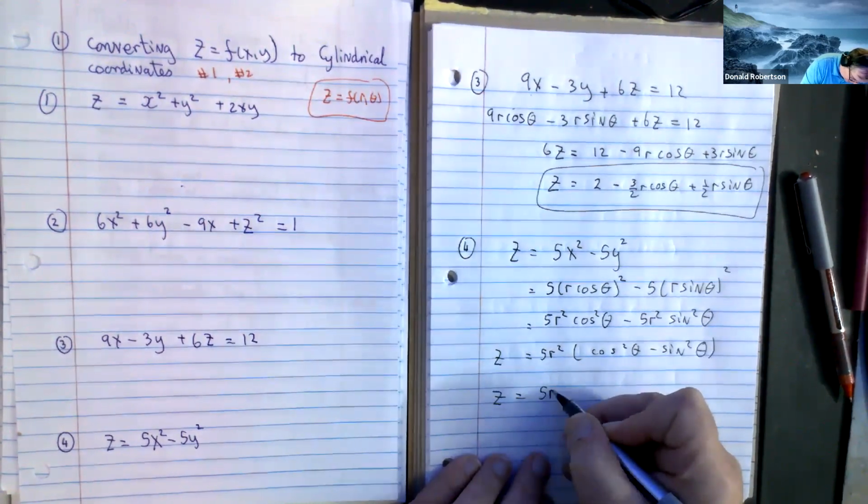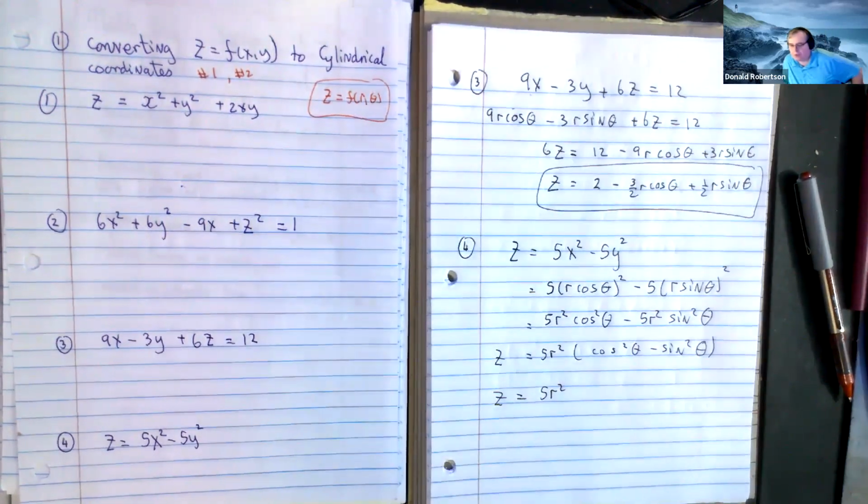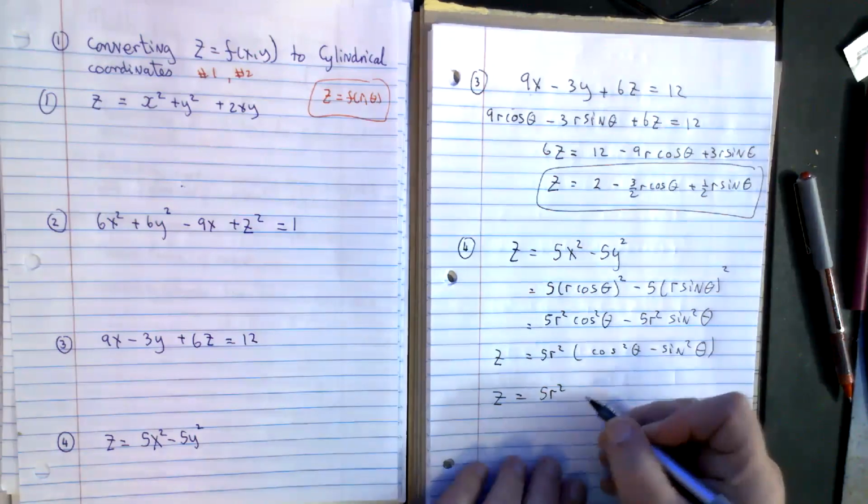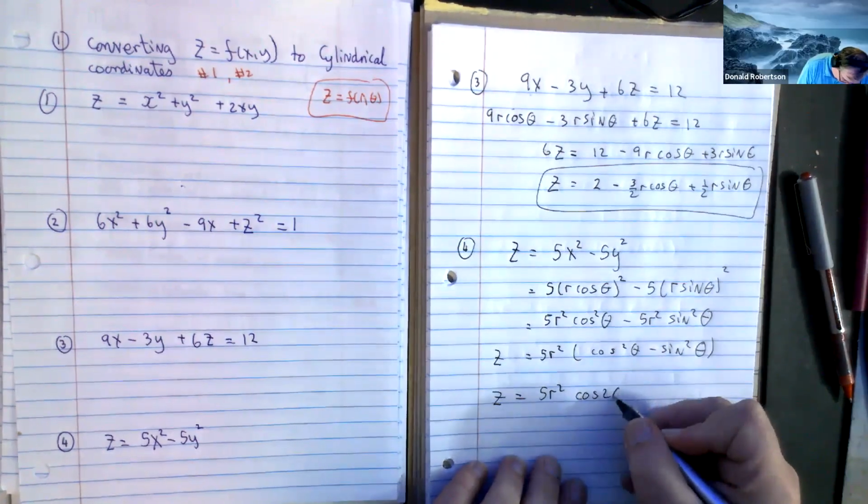And although that might look like it's as good as style points can be, it's not. If it was cos squared plus sine squared, it would be 1, but it isn't. It's cos squared take away sine squared, but that is a trig identity. Who on earth is that? Cosine 2 theta. And we are now finished.